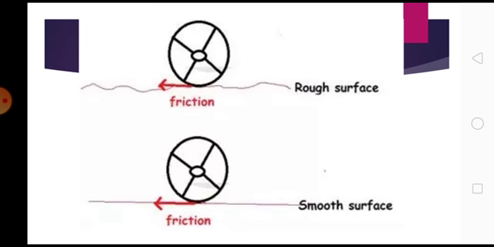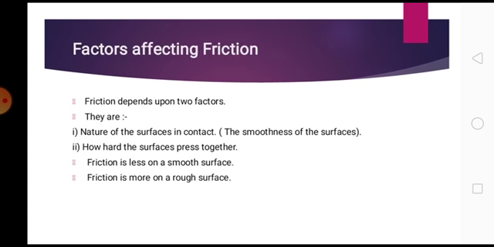So let's move to next. That is factors affecting friction. Friction depends upon two factors: the nature of the surface in contact, and how hard the surfaces are pressed together. The nature of the surface has two aspects: the smoothness of the surface and the roughness. So friction is less on a smooth surface and friction is more on a rough surface.